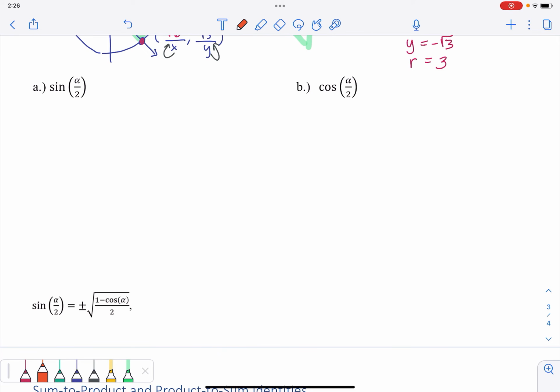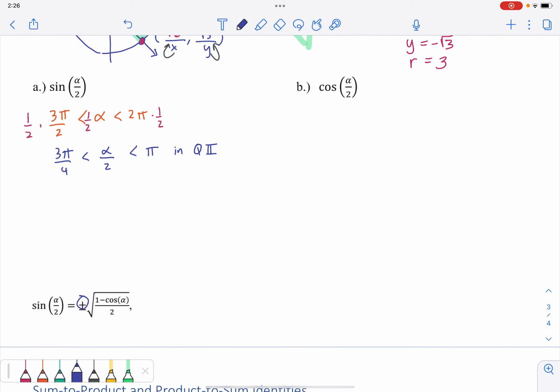First, I know that alpha is between 3 pi over 2 and 2 pi. Then I'm going to multiply each of these by 1/2 and see what I get. This becomes 3 pi over 4 less than alpha over 2 less than pi. Where would that have to be? That has to be between 3 pi over 4 and pi. This is in quadrant 2. And in quadrant 2, sine values are positive, so when I do sine of alpha over 2, I'm going to pick the positive one.